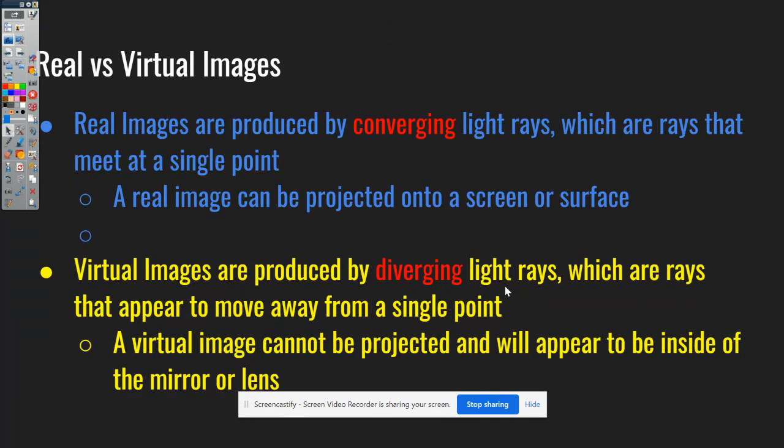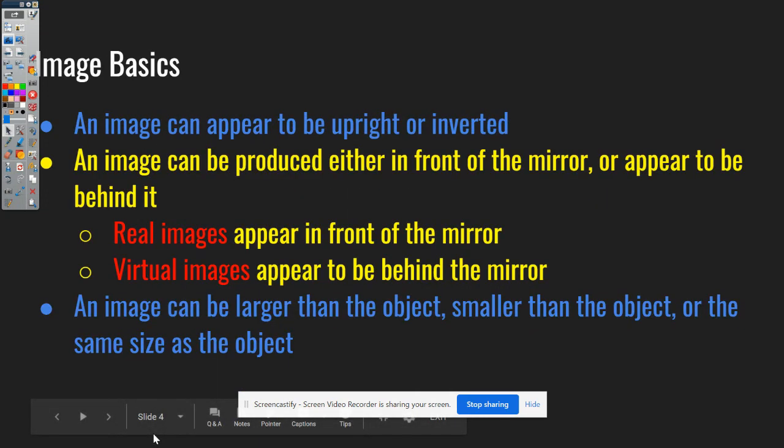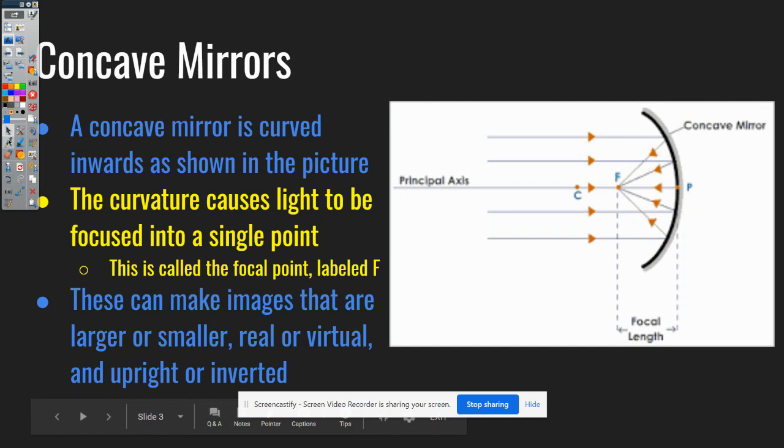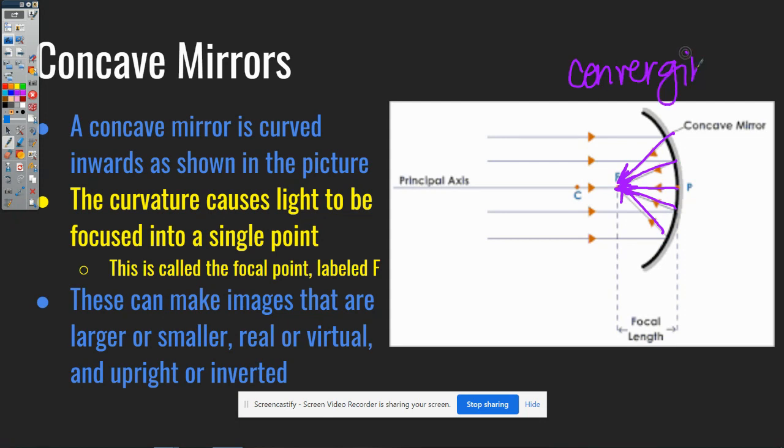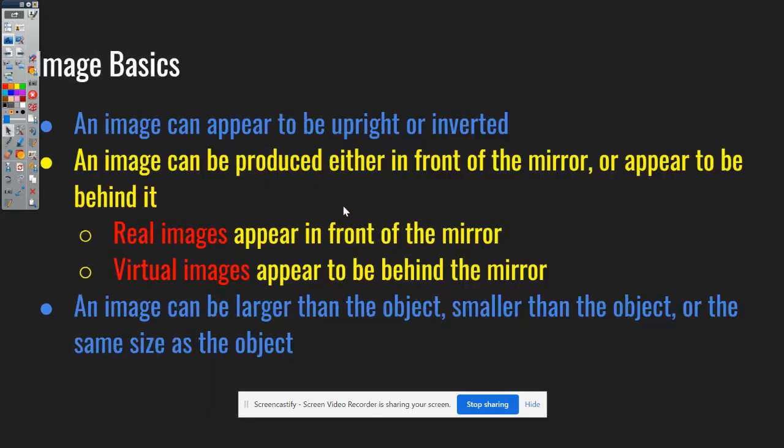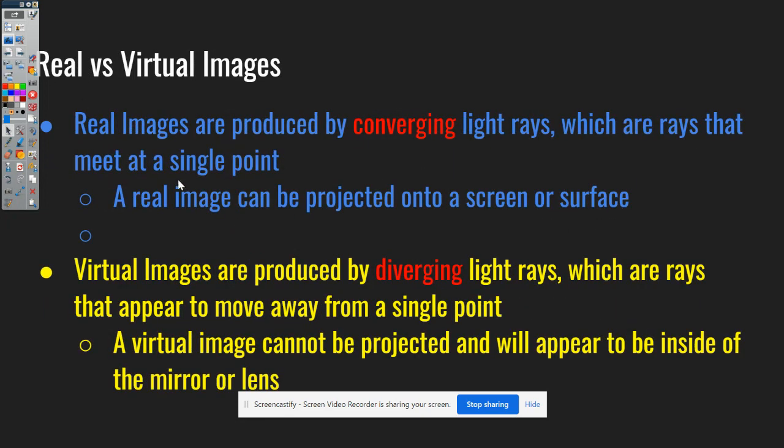So let's talk a little bit more about real and virtual images. Real images are produced by converging light rays. So if we go back to this curved mirror, these rays are all headed towards the same point, and they're going to meet up at that point. So this is called converging light rays. Now, these can be projected onto a screen or a surface, which is interesting.